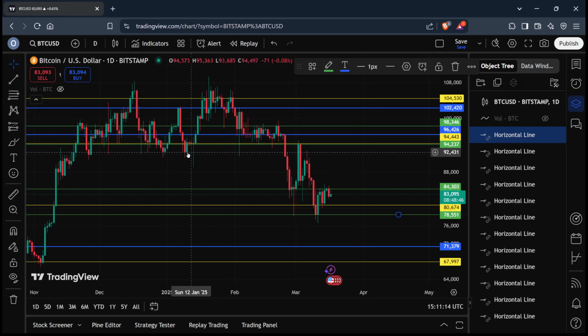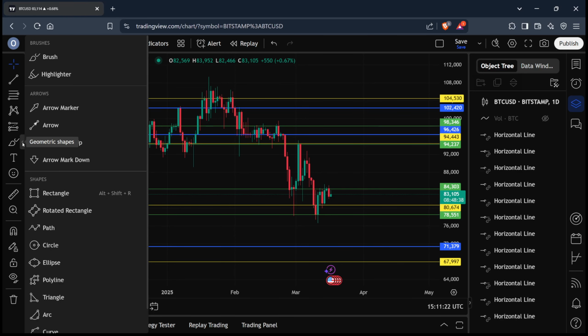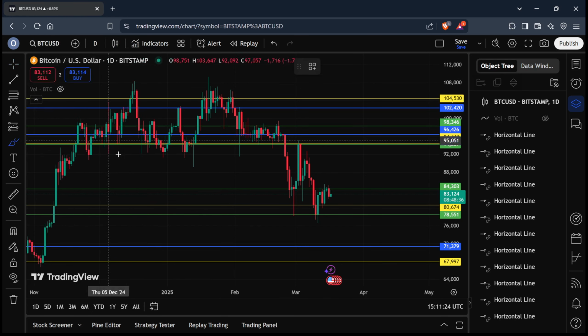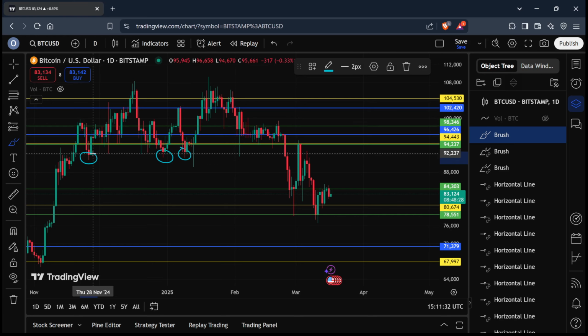Why? Because this support here, I'm going to draw this out for you guys. Let me get my drawing tool out. Seeing the brush on the left. See right here? Boom. Support. Came down here. Support. And then it wicked down here, bounced back up because of that support. And then over here, you see this wick. It came here briefly and went right back up.